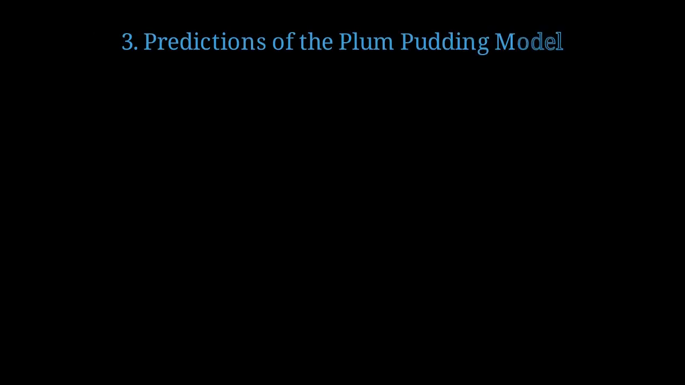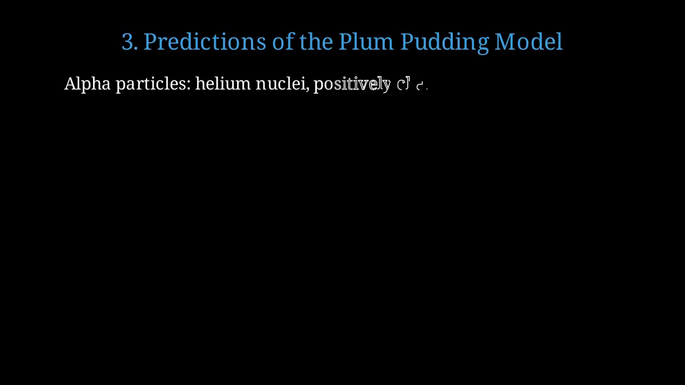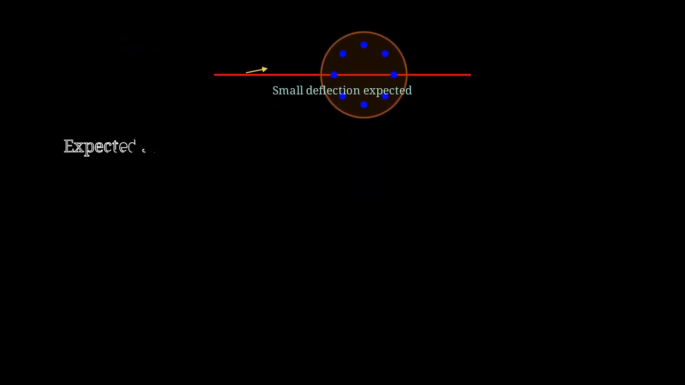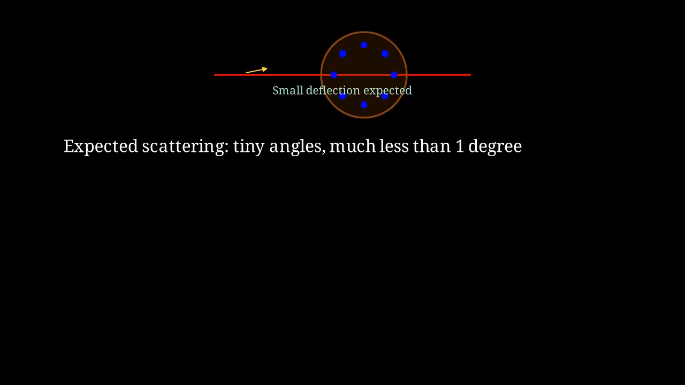What did the plum pudding model predict about particle scattering? Alpha particles are helium nuclei, positively charged particles with mass about 4 atomic mass units, much heavier than electrons. An alpha particle has mass approximately 7,300 times that of an electron. According to the plum pudding model, when alpha particles pass through atoms, they should experience only small deflections because the positive charge was spread out. The model predicted scattering through tiny angles, much less than 1 degree, because there was no concentrated positive charge to cause large deflections. Mathematically, the expected scattering angle theta was much less than 1 degree.